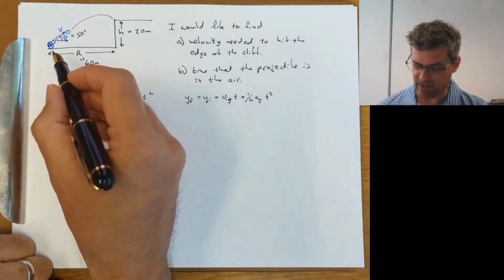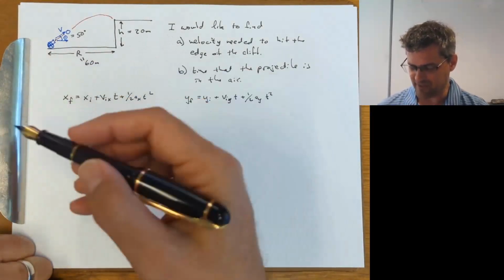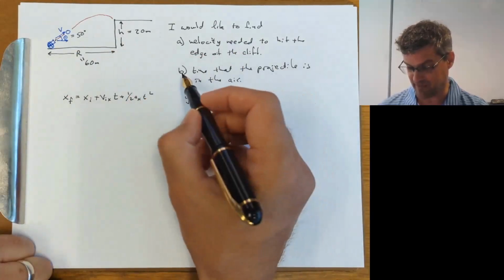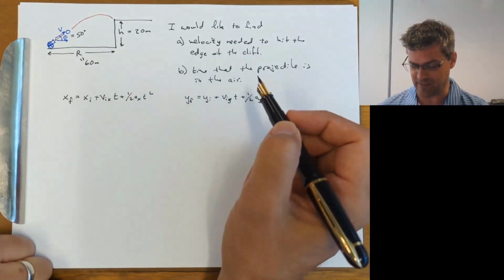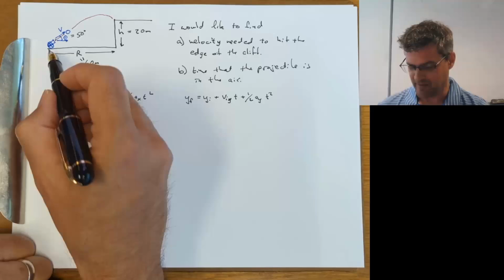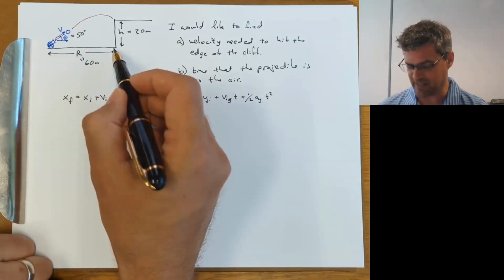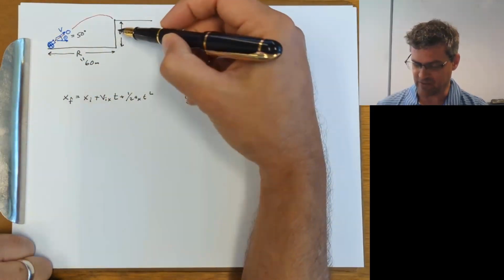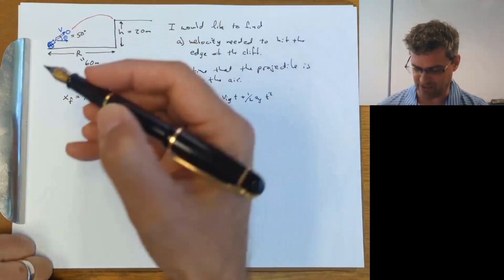So some things that I know in my problem: after the sufficient amount of time, the time that I'm looking for in part B has passed, the projectile is going to be at an x position of r, and it's going to be at a y position of h.